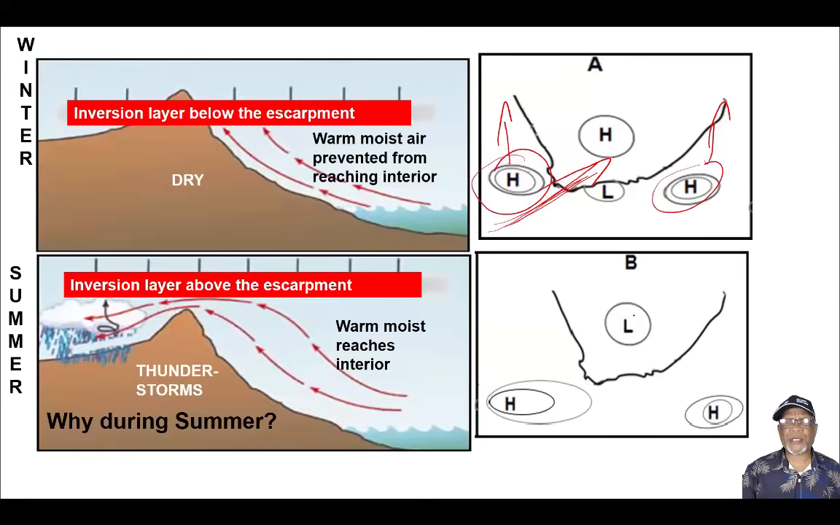What does L represent? Low pressure. Why do we have low pressure? Because the temperatures are high and the air is rising. And therefore, what do we see now?